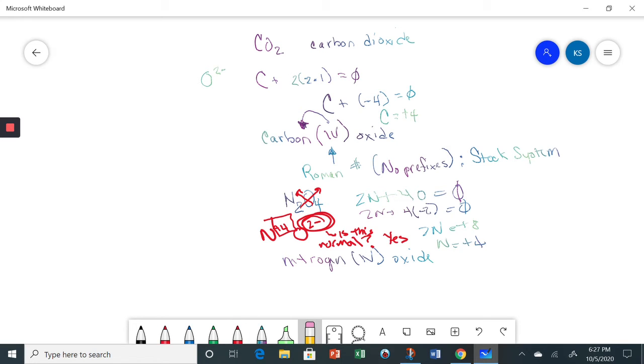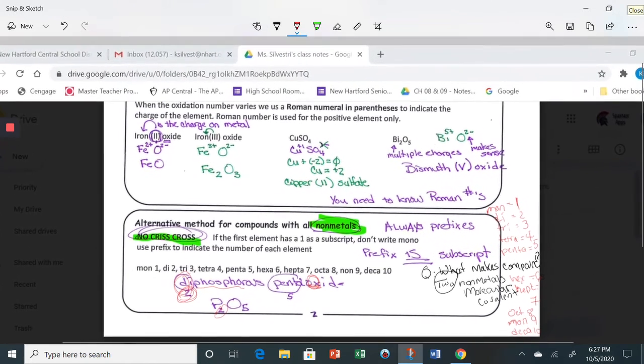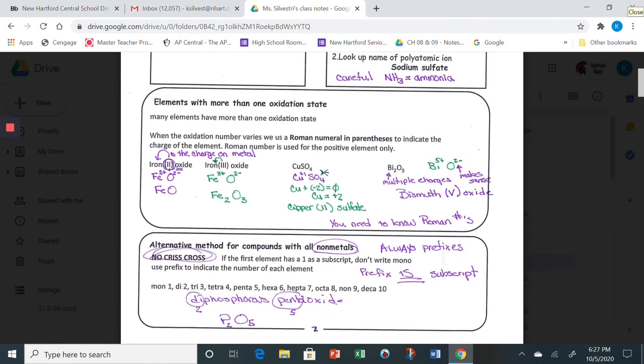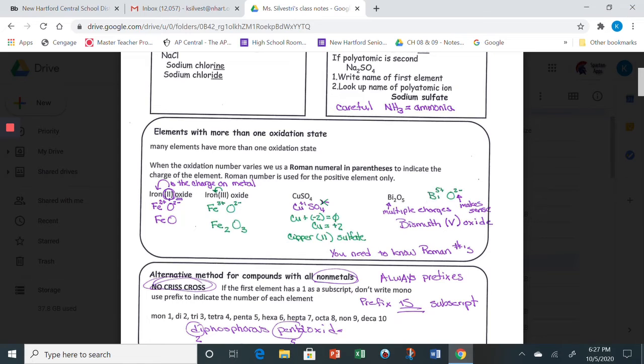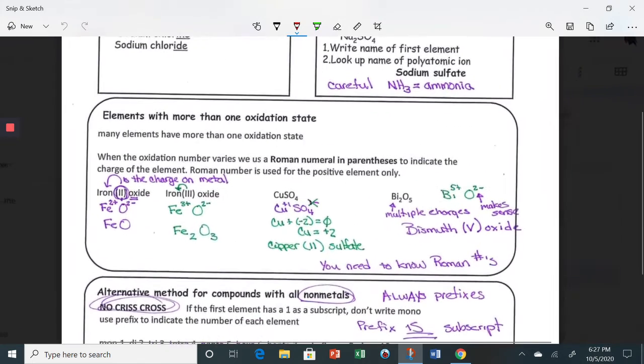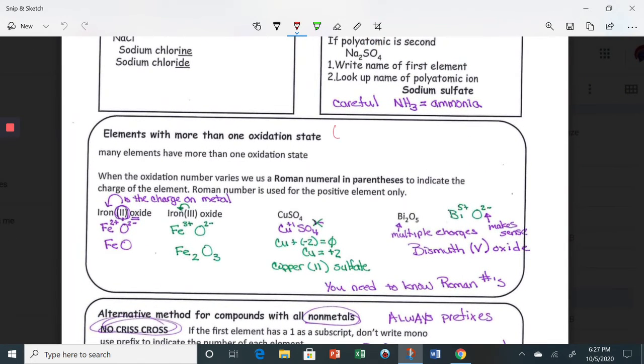Okay, let me clear this off. Now we're going to look at the little box above it. So I'm just going to move this down a little. Okay, this is called the stock system, or Roman numeral.